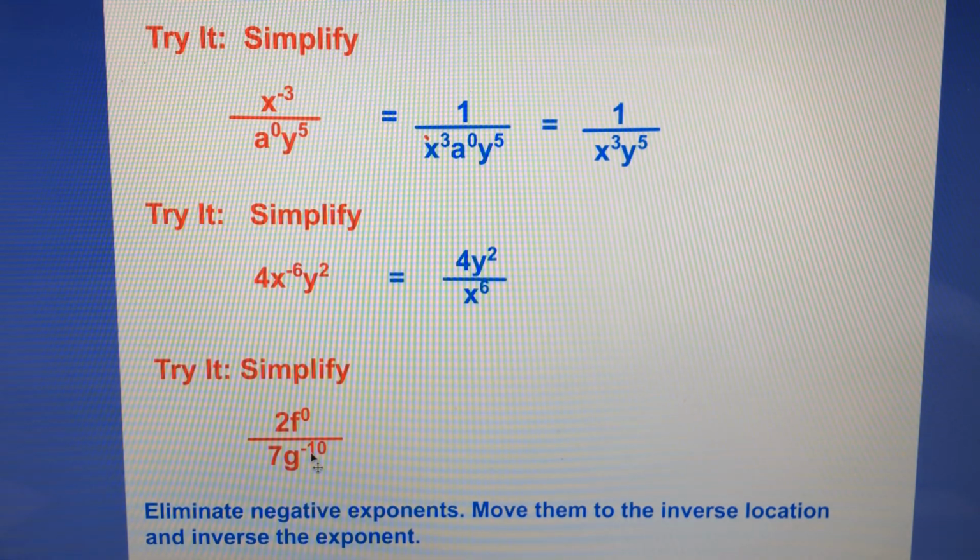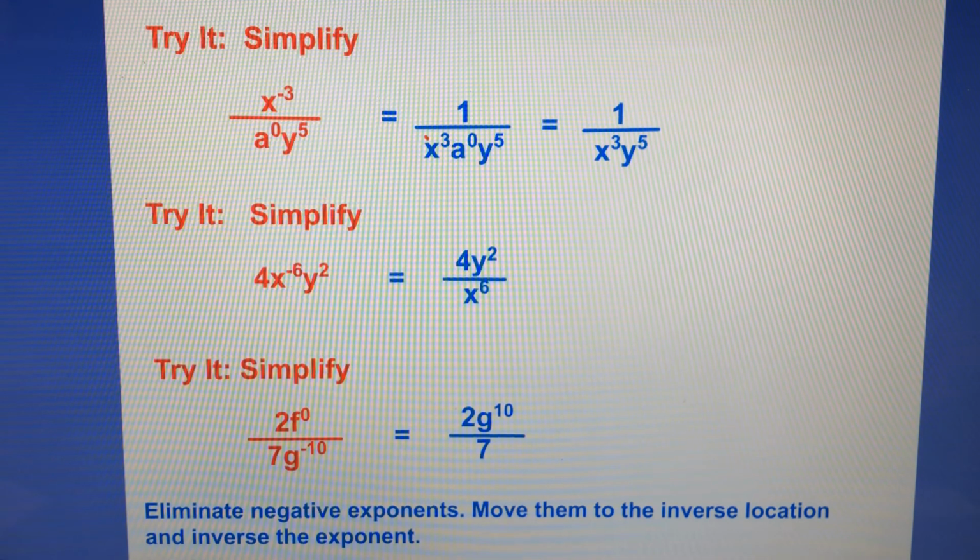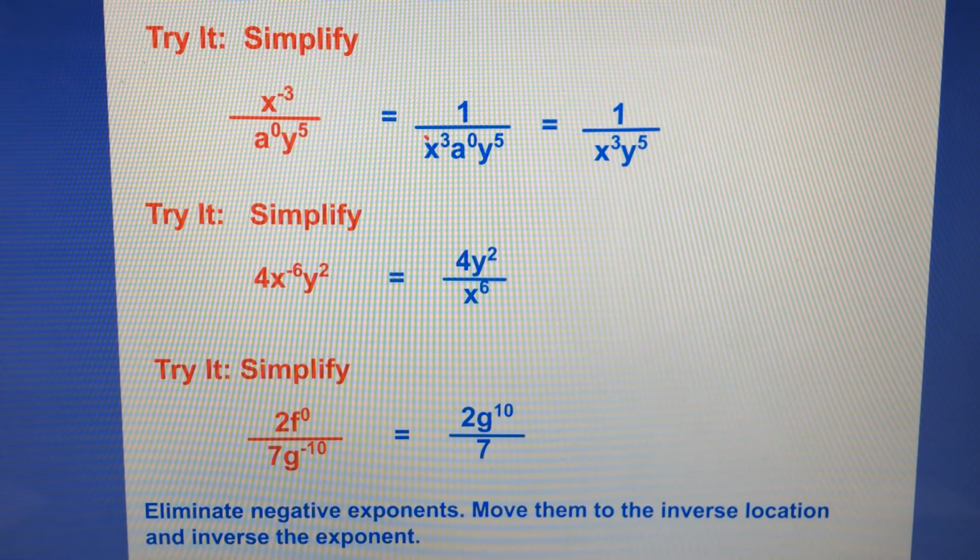I see a negative exponent. The first thing I want to do is put in a fraction bar and then say, where does 2 belong? Numerator. F to the 0, it's going to become 1. It's going to disappear. 7 is going to stay in the denominator. But g to the negative 10, that has to move to the numerator. Eliminate negative exponents, move them to the inverse location, and invert the exponent.